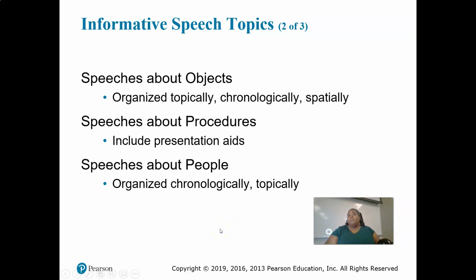So here's some types of informative speeches that you can do. You can think of your favorite object. So think about an object or a product or a company that you can talk about. When we talk about different organizational patterns, you have topically. So that's where you take one topic and break it down into 3 or more sections. Chronologically, that's when you organize your speech by time, and spatially, where you organize your speech by location.